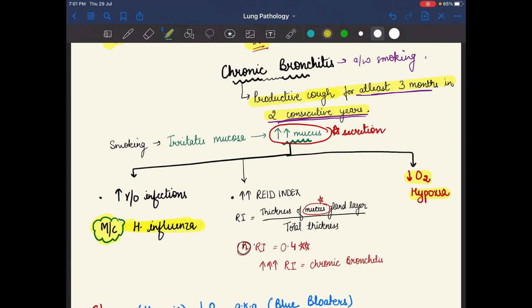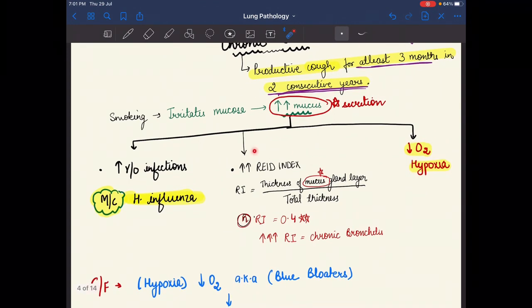So hypoxia is seen in chronic bronchitis, but hypoxia is not seen in emphysema patients, because in emphysema the problem is in CO2 expiration, not in O2 inspiration. Here the problem is oxygen inspiration. There is a decrease of oxygen and it leads to hypoxia in chronic bronchitis.